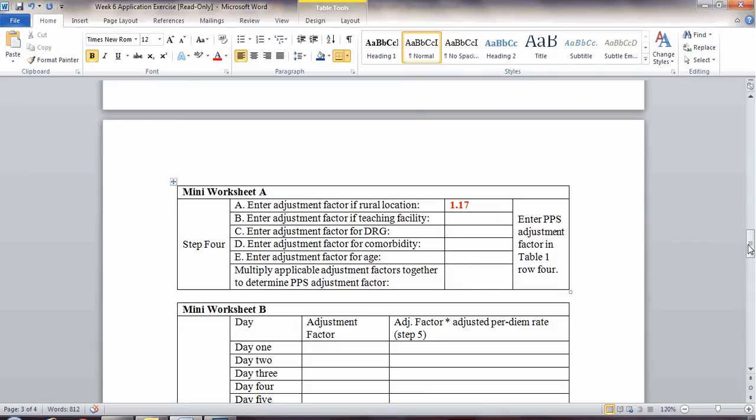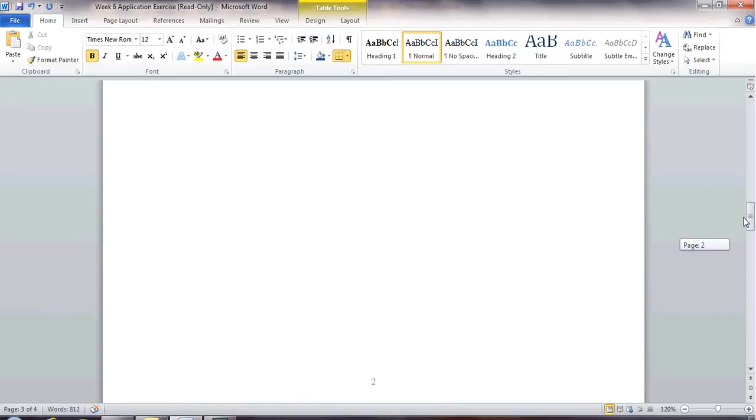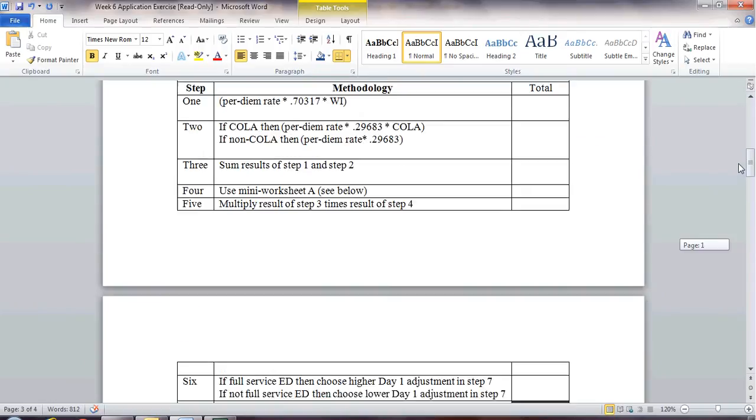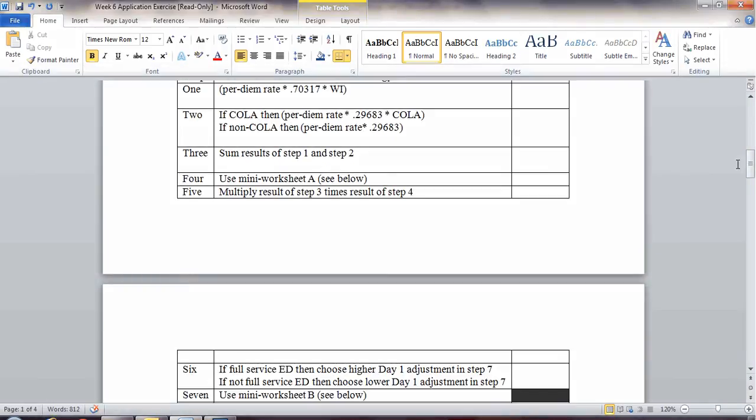So moving back up to our step 4, you would be plugging in your final adjustment factor here, your PPS adjustment factor. So whatever you come up with, enter that information to complete step 4. In step 5, you are simply requested to multiply your results from step 3 and step 4. So you're going to multiply these two factors and enter the given result into step 5.